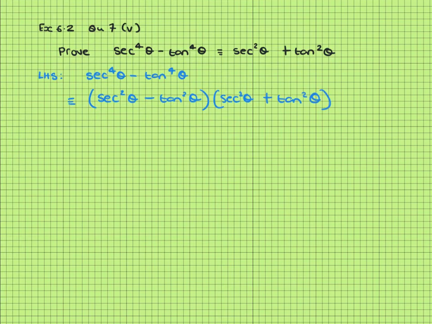Now we know that there is an identity that tells us that 1 plus tan squared theta is equivalent to sec squared theta, which means that sec squared theta minus tan squared theta is equivalent to 1. So of course this is equivalent to 1. So we know that the left-hand side is equivalent to sec squared theta plus tan squared theta, which is of course the right-hand side, which completes our proof.